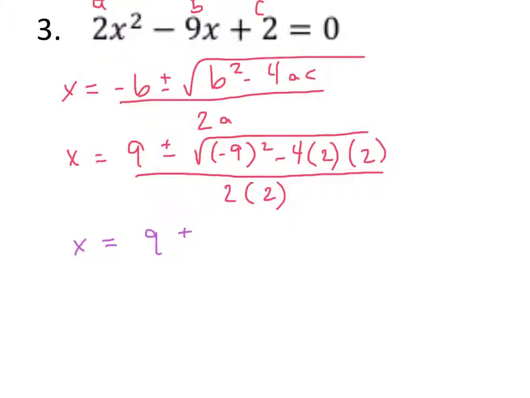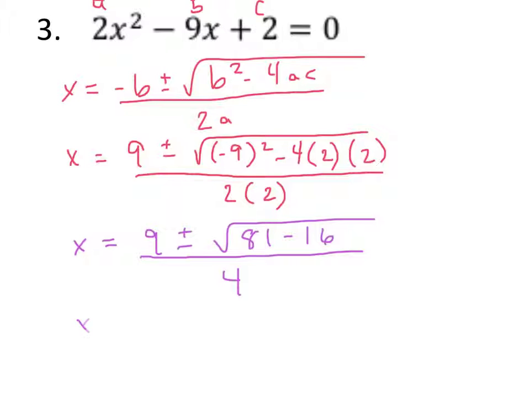Alright, so let's go ahead and start simplifying. So 9 squared is 81, and 4 times 2 times 2 is 16. So here we have x equals 9 plus or minus the square root of 65 over 4. Alright, now 65 is not a perfect square, which means it's not going to come out of the square root very nicely. So we can leave our answer just like this, but that, if we're comparing it to a graph, doesn't really help us a whole lot.